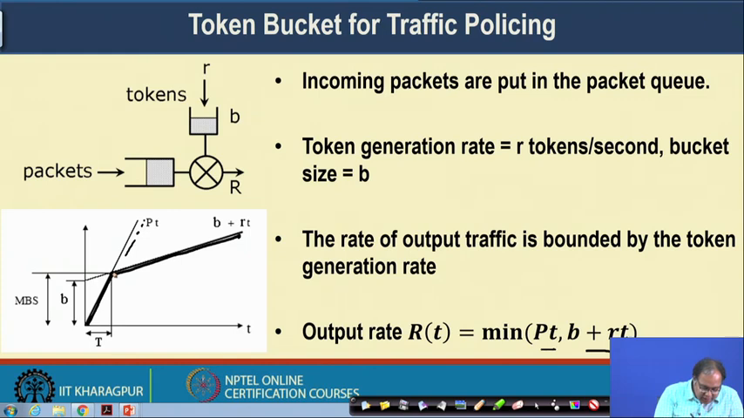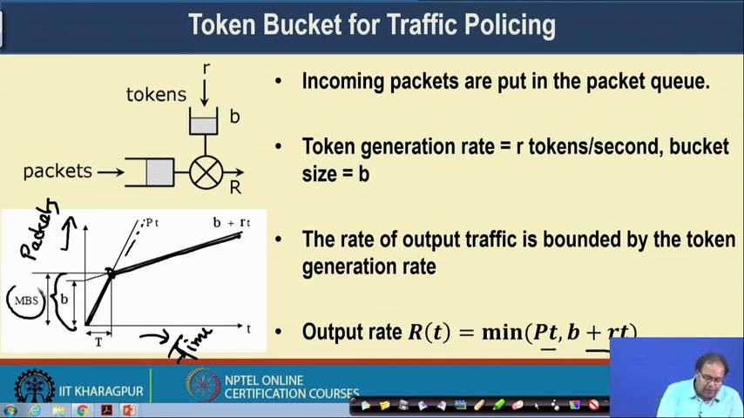Now, here this B is the initial token bucket size, and this cross point. This side we are showing packets, and this side we are showing time. So, at the packet side, this particular length will give you the maximum burst size. Now, let us try to estimate the maximum burst size.